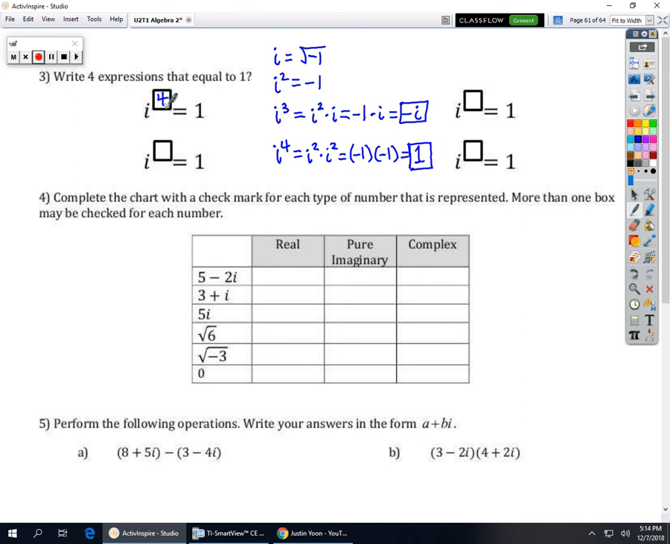So i to the 4th, here's 1, 4, 5, 6, 7, 8. 8, 9, 10, 11, 12 would work. Yeah, you can go 13, 14, 15, 16, 17, 18, 19, yeah, even 20 would work. So all multiples of 4 would work here.